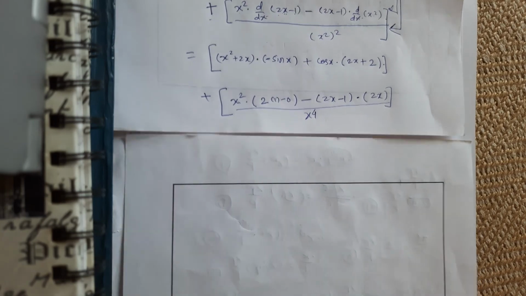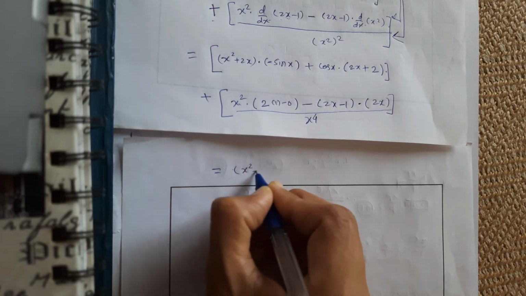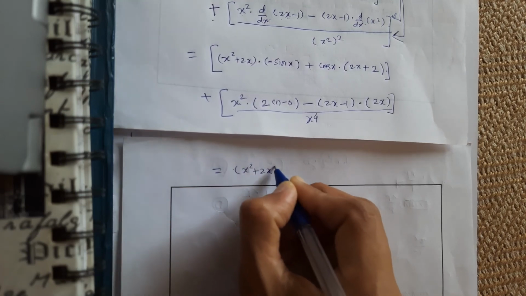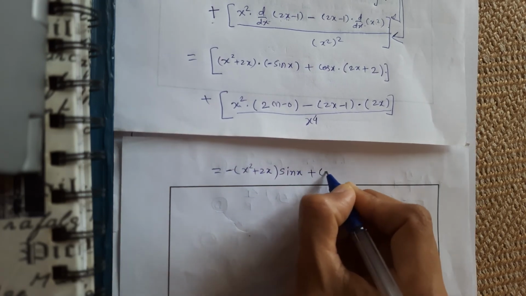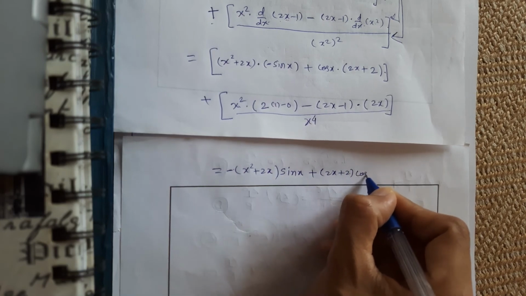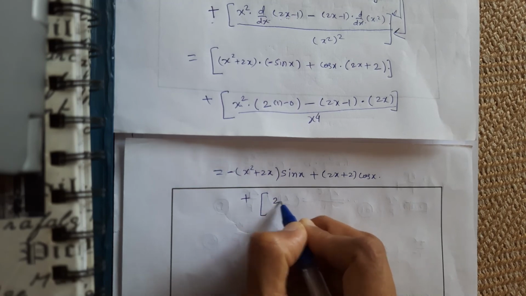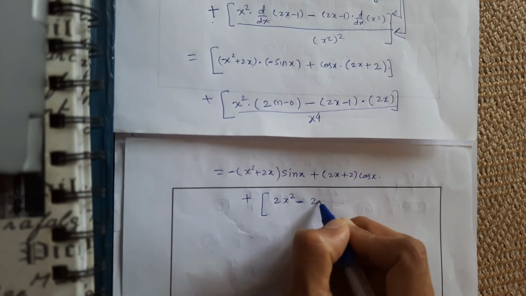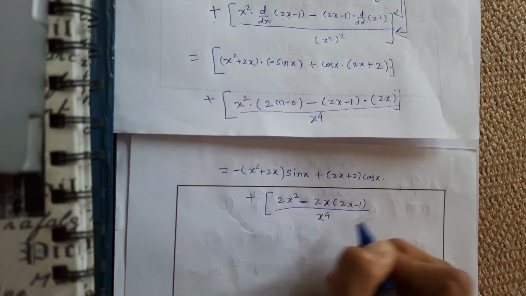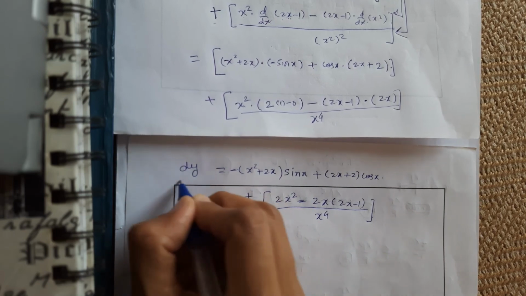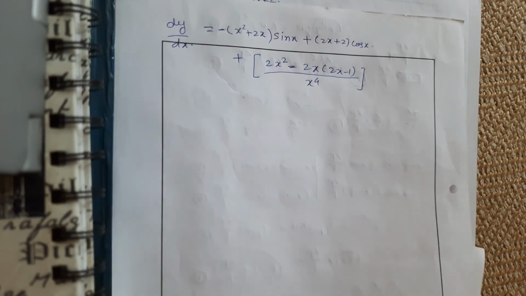Simplifying it, I get x square plus 2x, with the minus sign written here, into sin x, plus 2x plus 2 into cos x, plus 2x square minus 2x into 2x minus 1 upon x to the power 4. That is my dy by dx. Okay, so that's how we solve the examples.